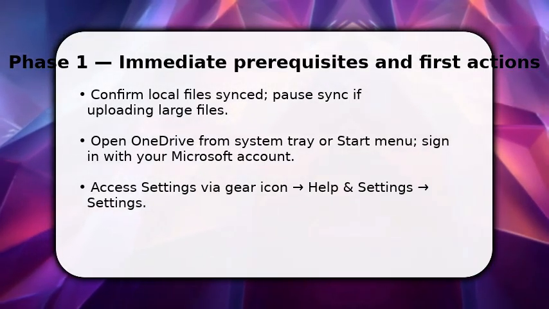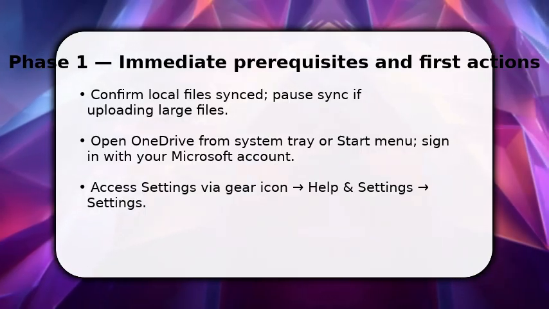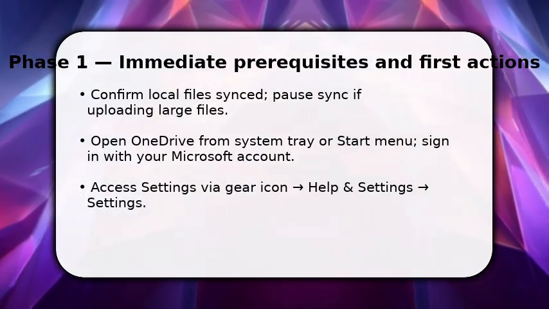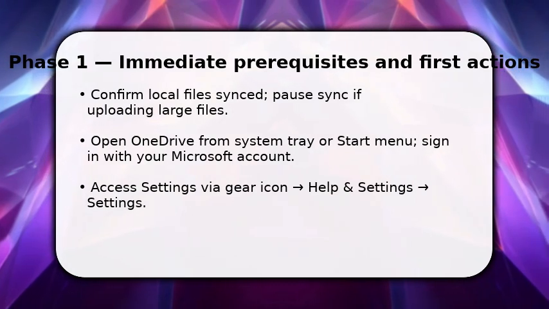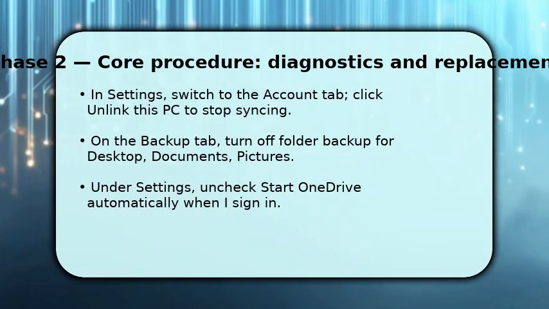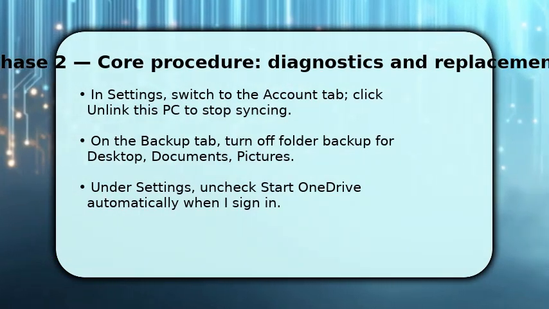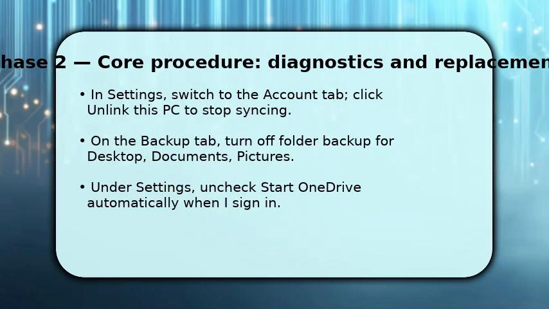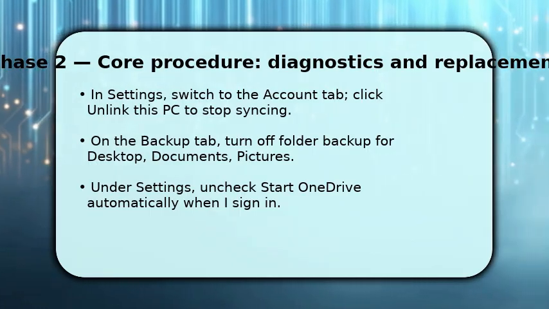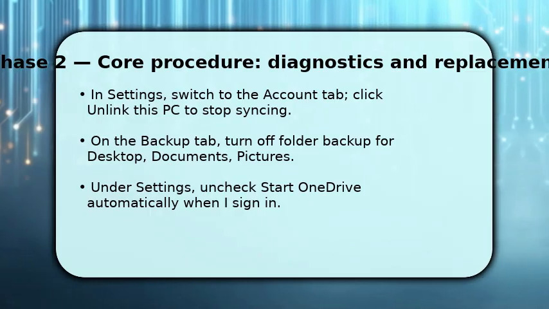Now that Settings is open, you're ready to change account and sync options, which control whether OneDrive runs on your PC. You now stop active syncing and remove the link to your PC. In Settings, go to the Account tab and click Unlink this PC. That severs the sync relationship while keeping local files.